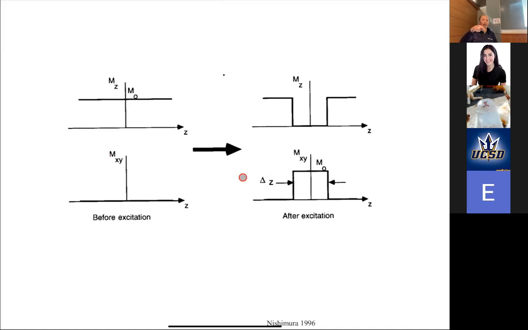So when you say 5 millimeters, the program does some computations and we play out the correct RF and gradients. And so we're going to just talk a little bit about what those RF and gradients need to do to get that slice selection.